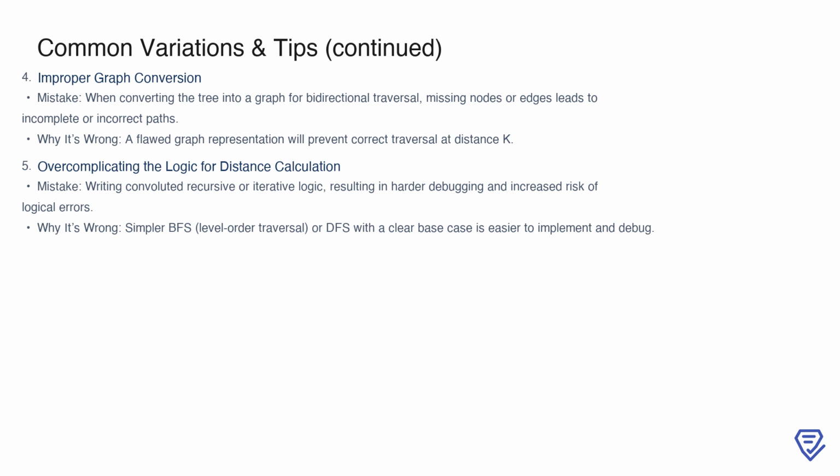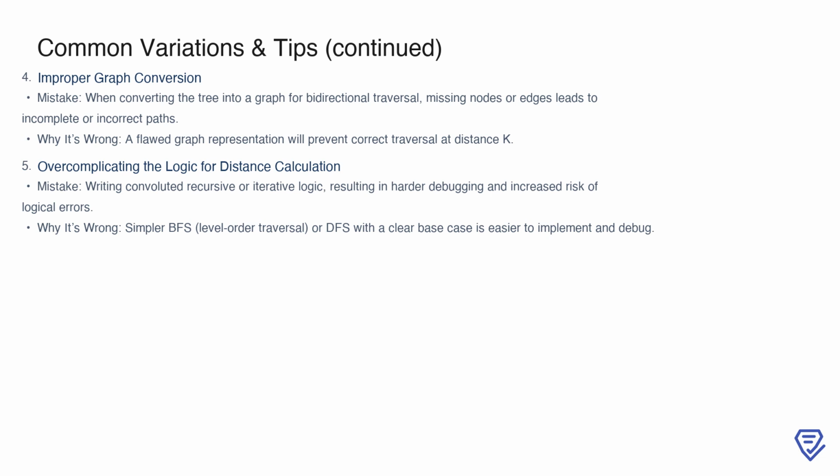Another critical mistake is improper graph conversion. When transforming the tree into a graph for bidirectional traversal, missing nodes or edges can result in incomplete or incorrect paths, making it impossible to reach all the nodes at the desired distance. It's essential to ensure that every node and relationship is accurately represented.